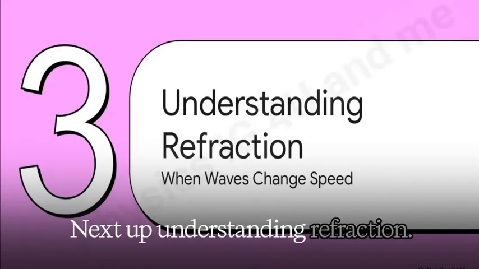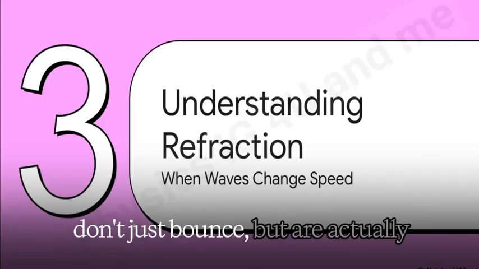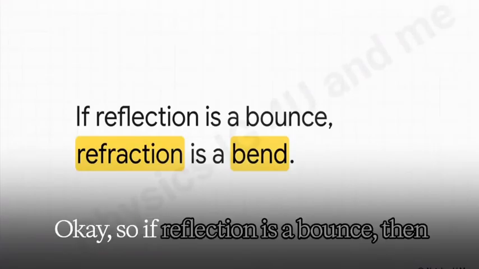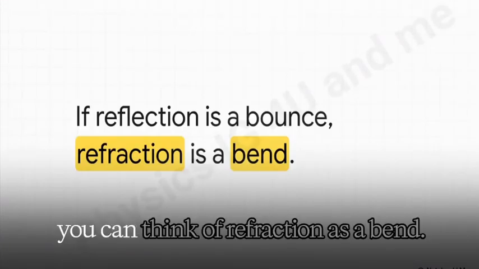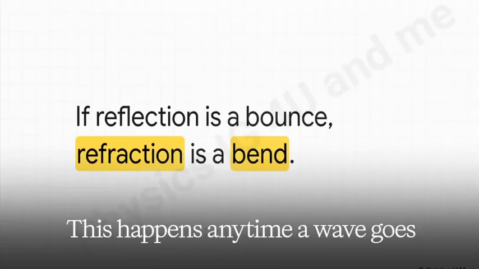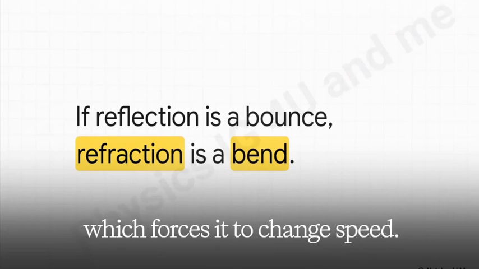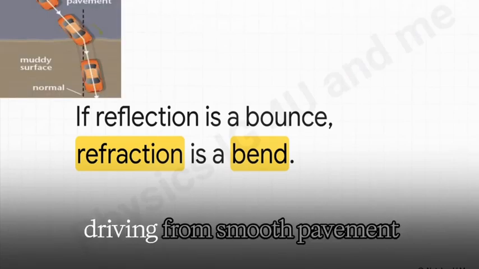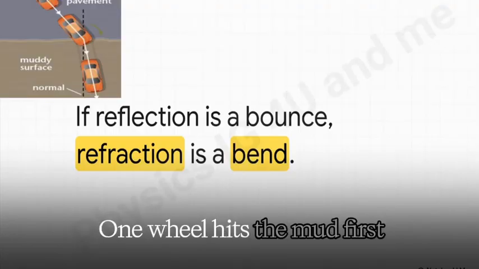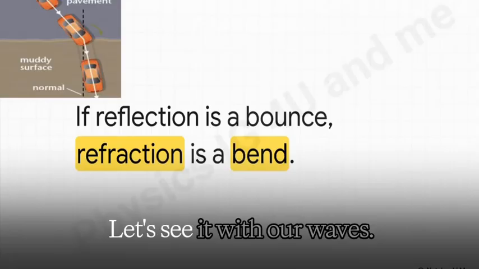Next up, understanding refraction. So what happens when waves don't just bounce, but are actually forced to change their speed? Okay, so if reflection is a bounce, then you can think of refraction as a bend. This happens anytime a wave goes from one environment into another, which forces it to change speed. A great way to picture this is a car driving from smooth pavement onto some thick mud at an angle. One wheel hits the mud first and slows down, and that causes the whole car to turn, right? Let's see it with our waves.